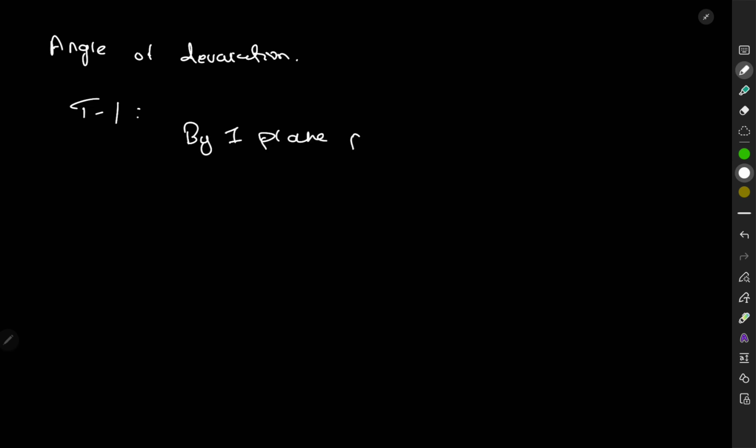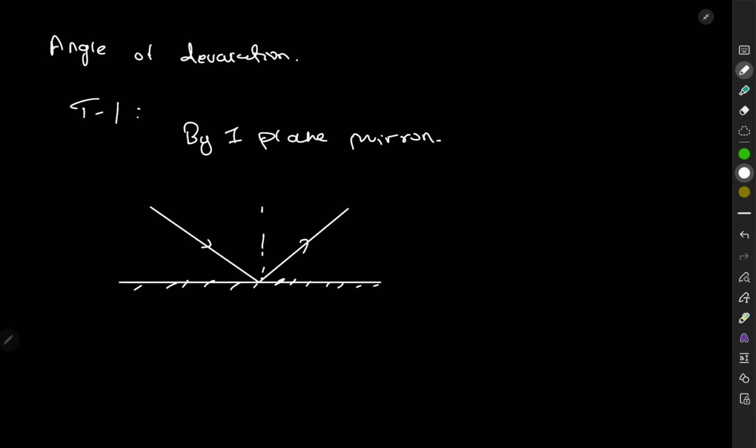Moving further, angle of deviation. So we will see two types. In that, the first type is by one plane mirror. First, let us understand what is angle of deviation. Let's say a light ray is incident and it gets reflected, right? This is a plane mirror, okay. It gets reflected and we know this will be theta and this will be theta.